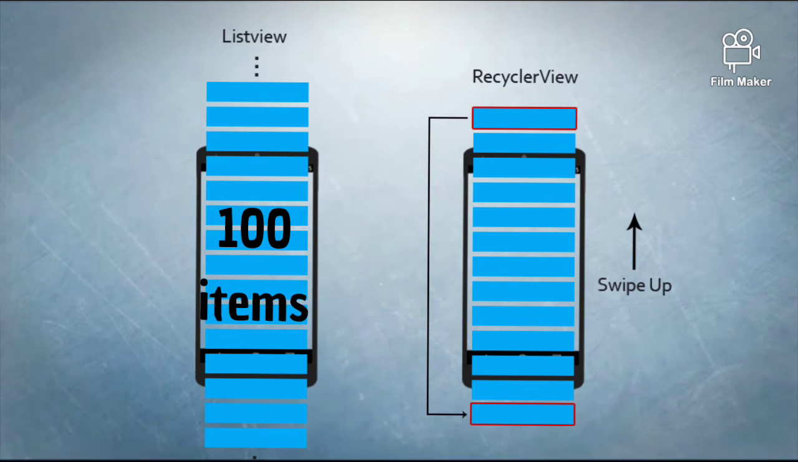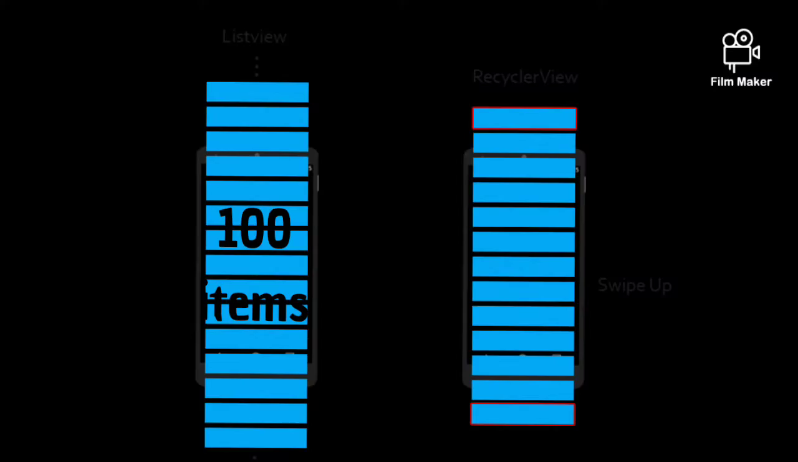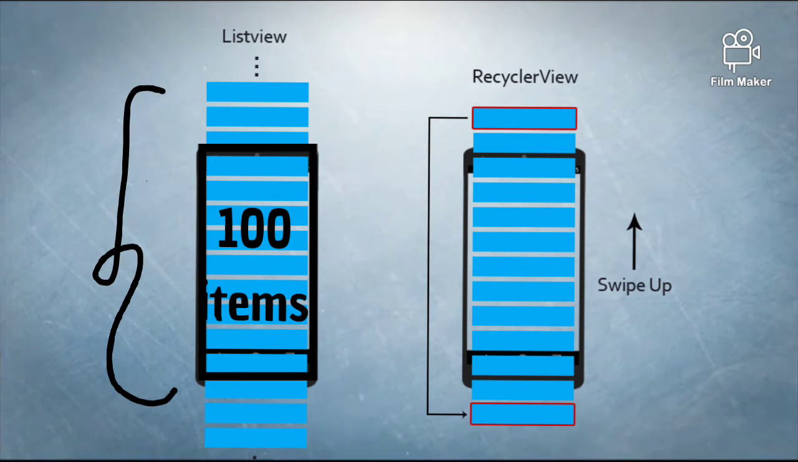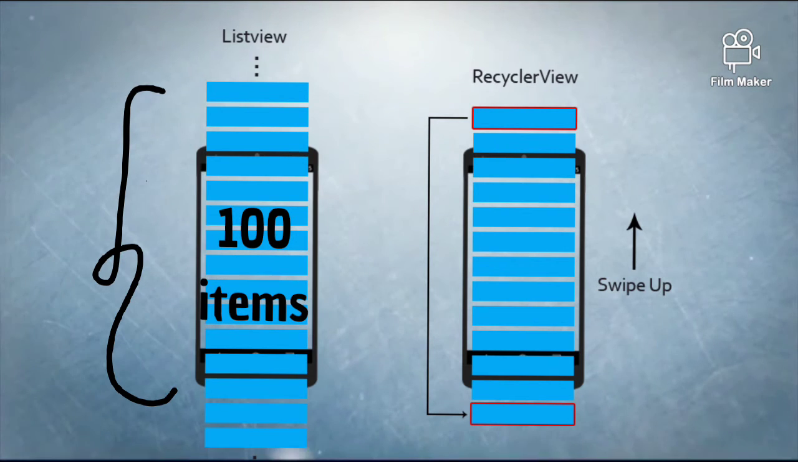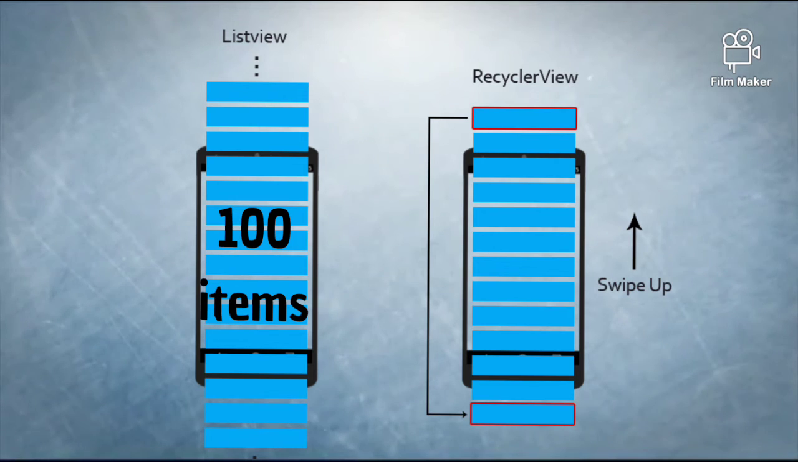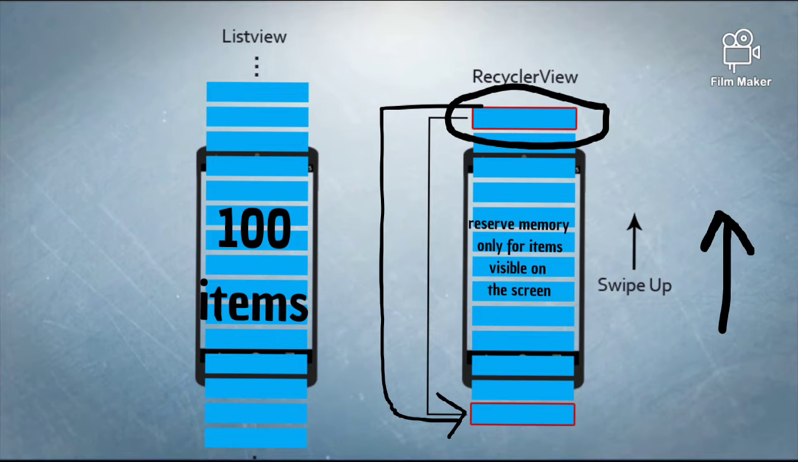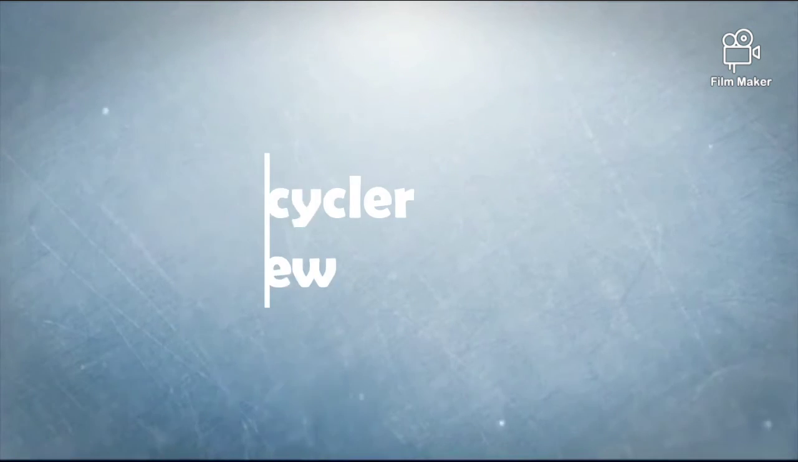Suppose we have 100 items in a list and we want to display them, but our screen can show only 5 to 6 items at a time, and it is a stupidity to reserve memory for all the 100 items at once which we don't need, and this leads to memory wastage. On the other hand, in Recycler View, memory is reserved only for the items that are visible on the screen. As the user scrolls down the list, the item at the top goes to the bottom and hence the name Recycler View.